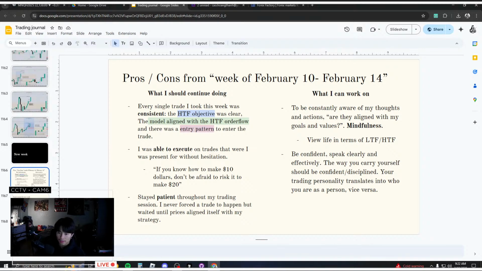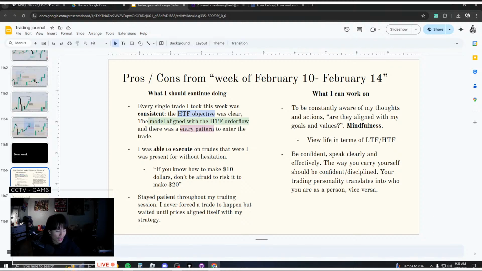Second, to be confident, speak clearly and effectively. That's something that I need to work on, right? As an aspiring investment banker, the way that I communicate my idea, the way that I convey my message should be effective, right? It should be very clear. The person that's receiving my message should be able to understand me in a way where, hey, I know what this dude is trying to say, and the way that he's saying it is in a very confident, very disciplined manner.